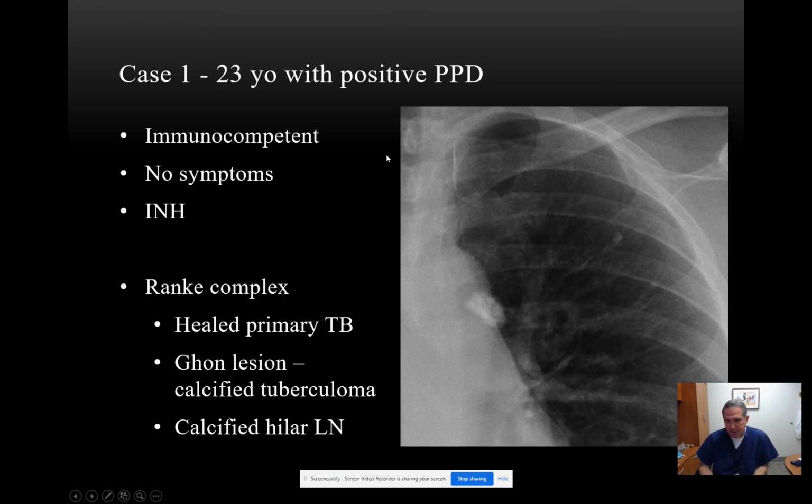If I was reading this, I would say that there is evidence, and history was positive PPD in a 23-year-old. I would say evidence of prior tuberculosis, but no active disease or something like that.